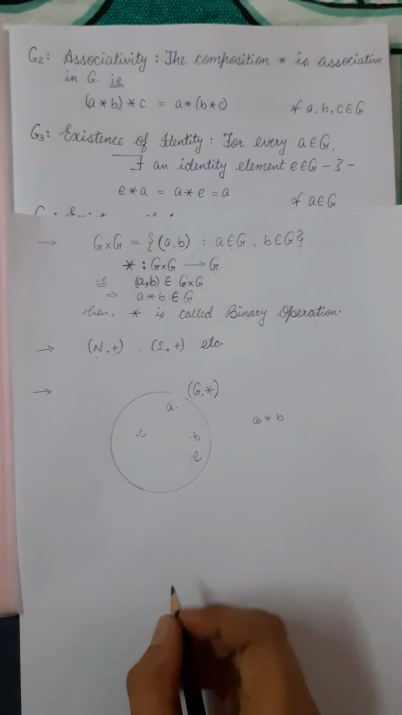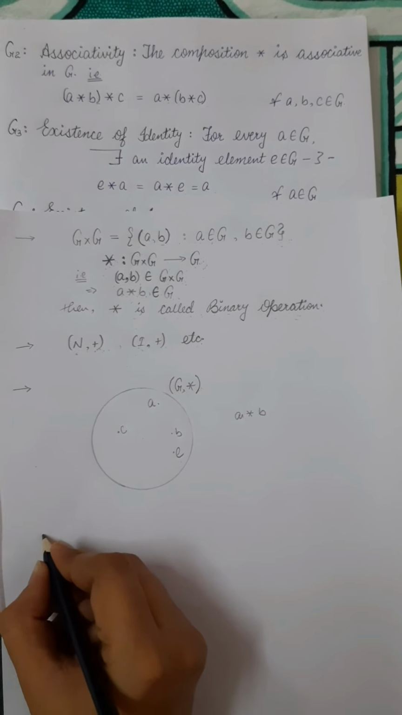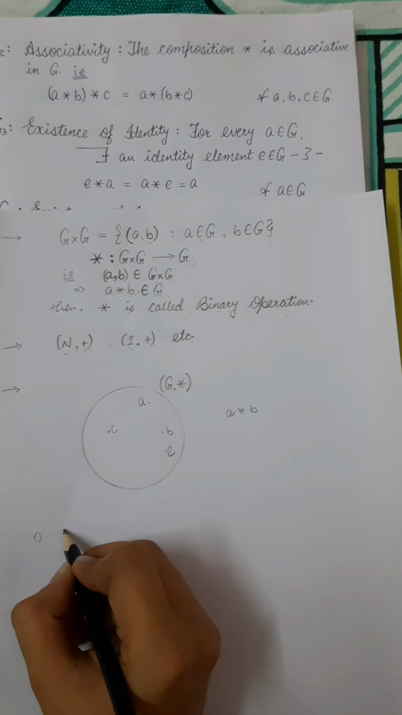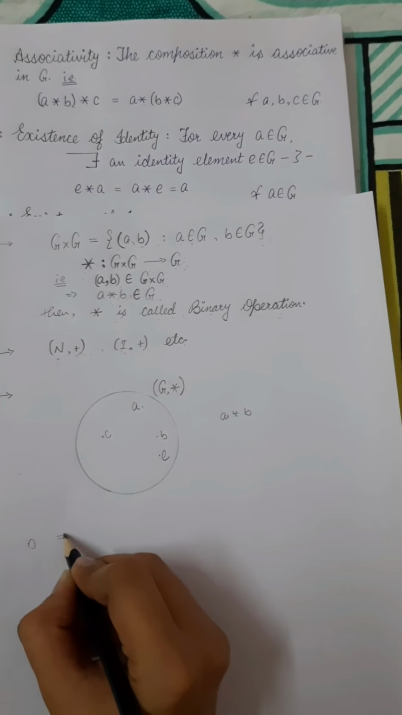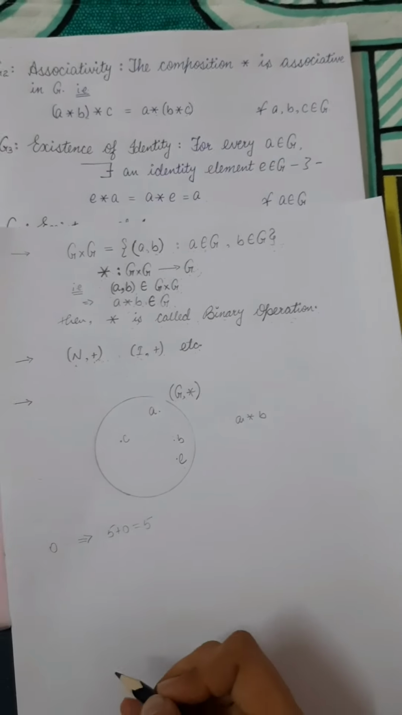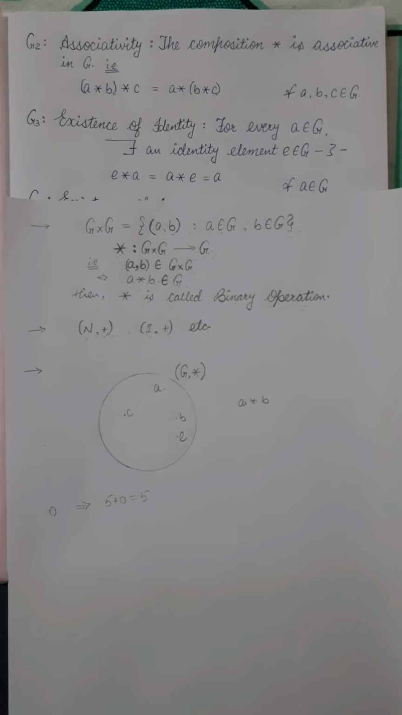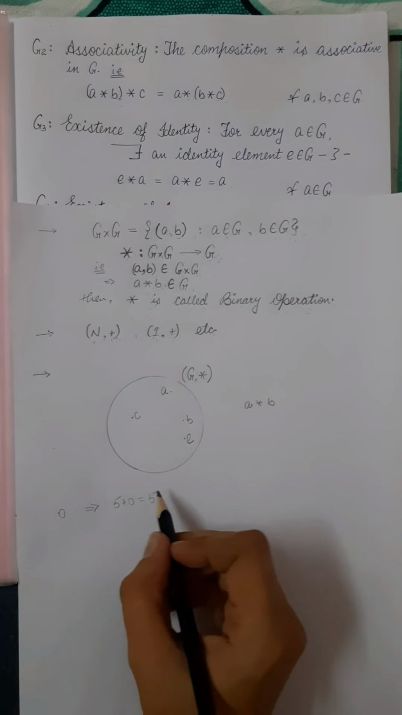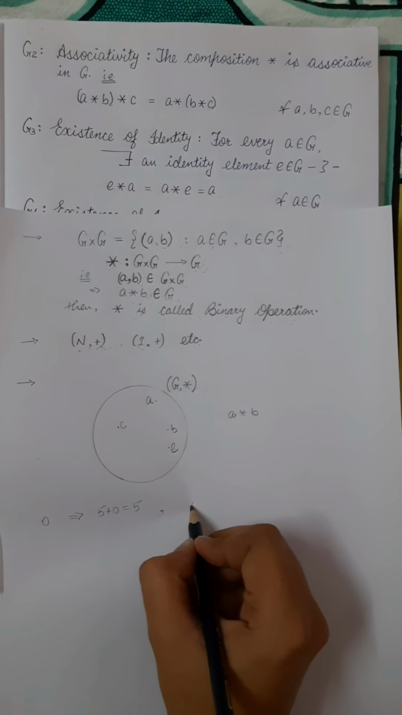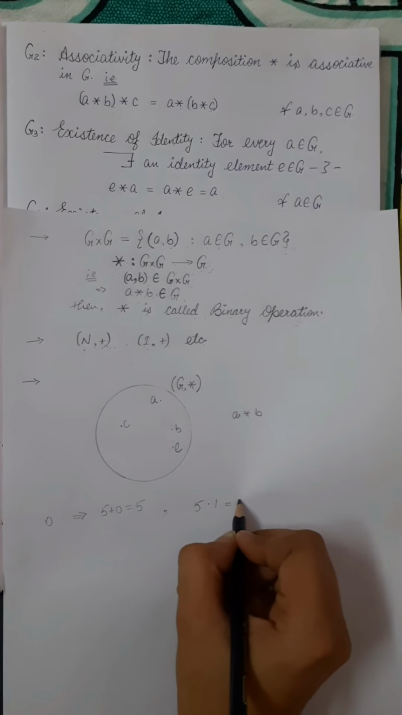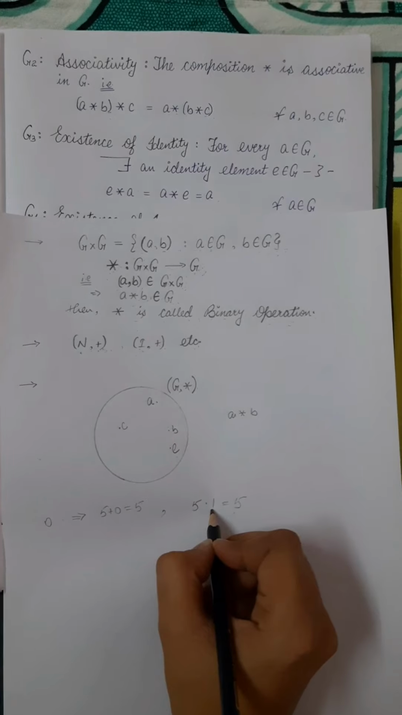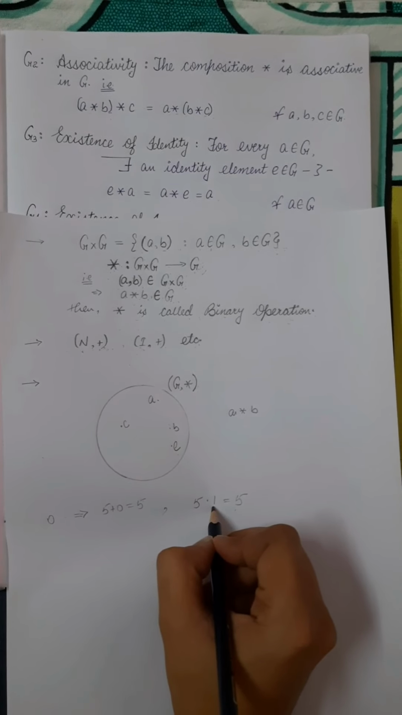For example, we know that 0, if we add 0 to any number, 5 plus 0, also gives the same result back. So, 0 is the additive identity. Similarly, 1: if we multiply 1 with any number, then it gives the same result back.